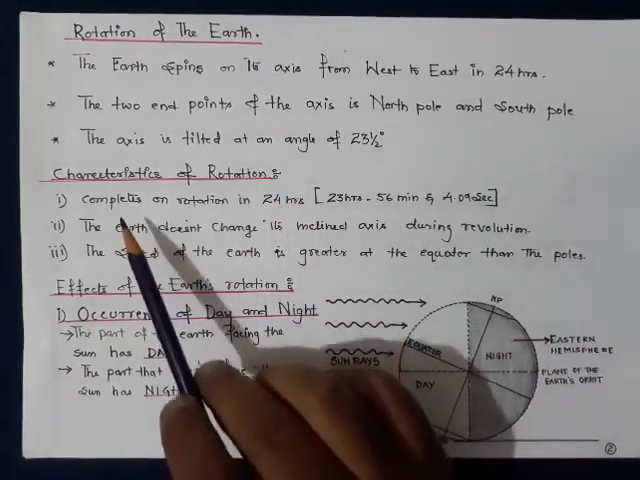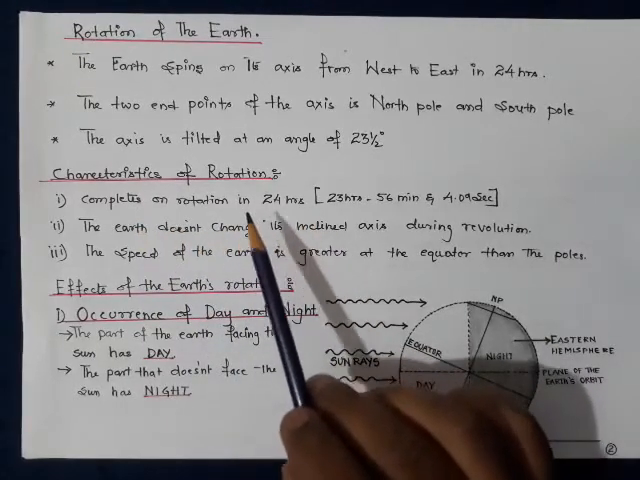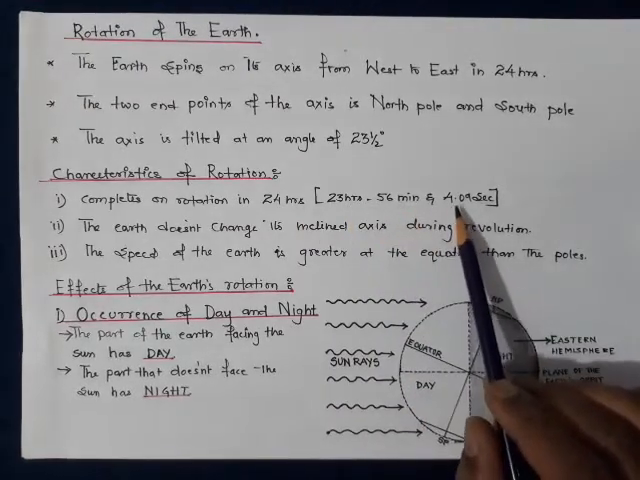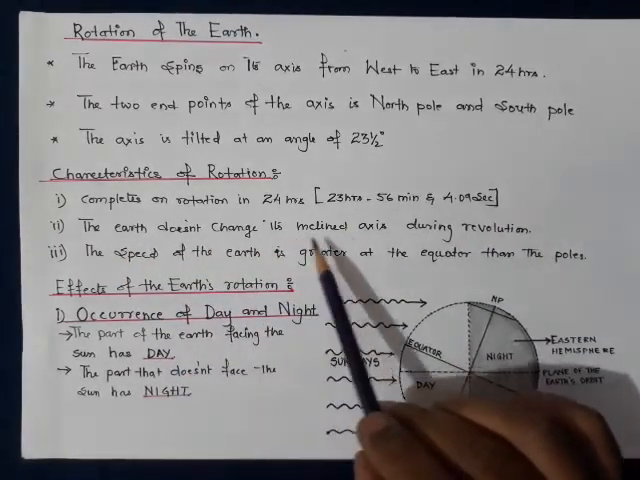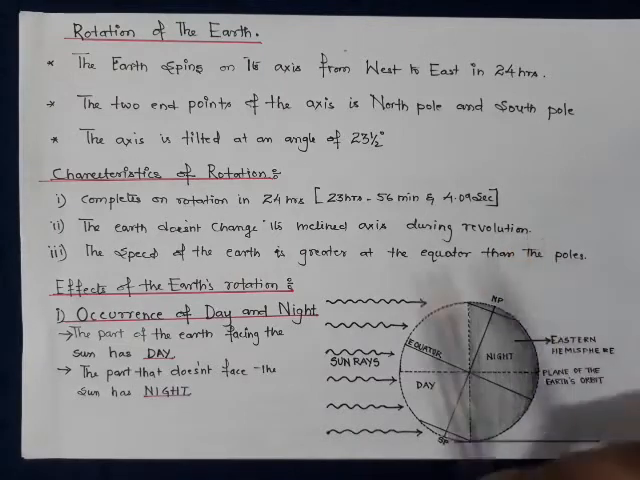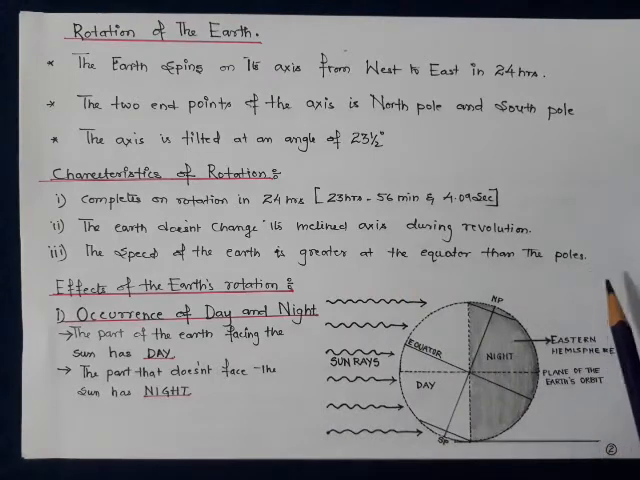Characteristics of rotation. Earth takes around 24 hours to complete one rotation. 24 hours means 23 hours, 56 minutes and 4.09 seconds. The Earth doesn't change its inclined axis during revolution. This is a very important point to be noted. The speed of the Earth is greater at the equator than the poles. This is because of the wider circumferential area of the Earth along the equator. So hence the movement of the Earth is felt more along the equator.